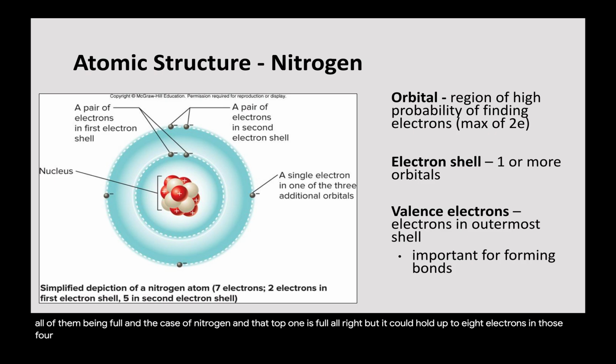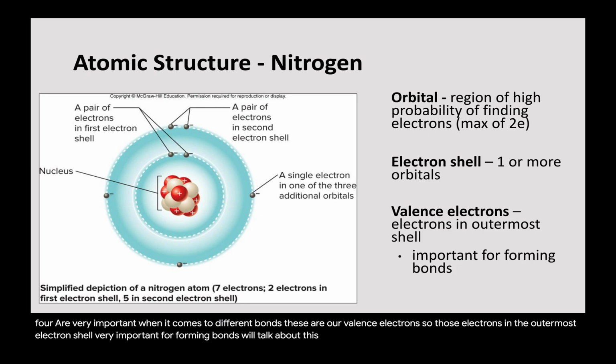And these outer electrons are very important when it comes to different bonds. These are our valence electrons, right? So those electrons in the outermost electron shell. Very important for forming bonds. We'll talk about this very soon here.